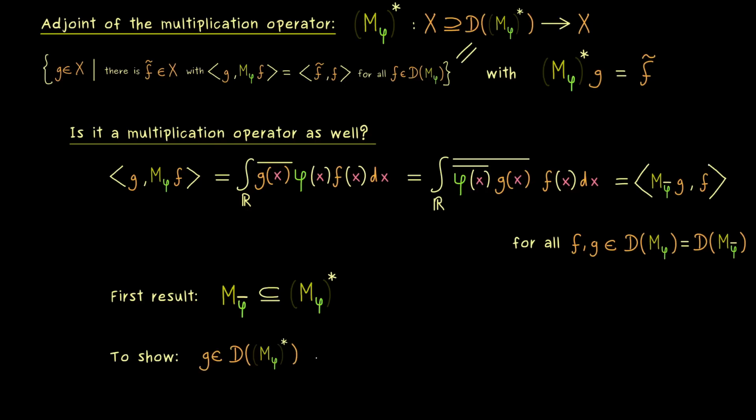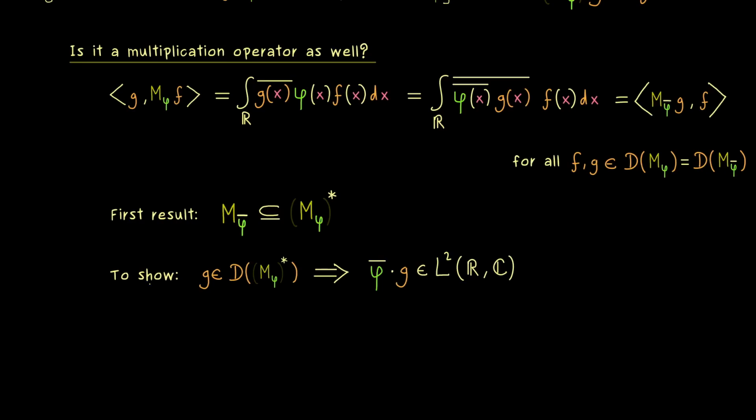So we take an arbitrary g, and then we need to show that this g also lies in the domain of m phi overline. Saying that more concretely, we have the product phi overline times g, and this one should be an L2 function again. So this would show the other inclusion, which means we actually have the equality between both operators here. And here please note, g is definitely an L2 function by definition, but phi is just a continuous function, so it does not have to be bounded at all. Therefore it could happen that the product lies outside of L2. And now the trick is simply, instead of phi, we just work with a bounded function first.